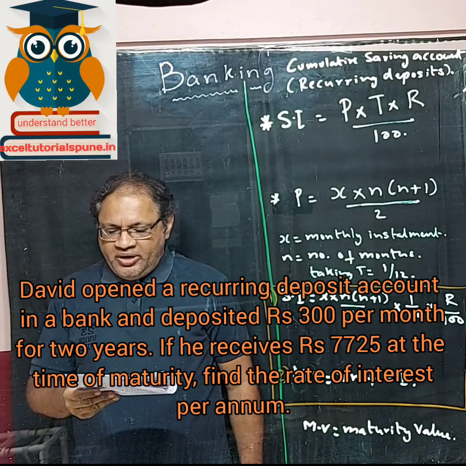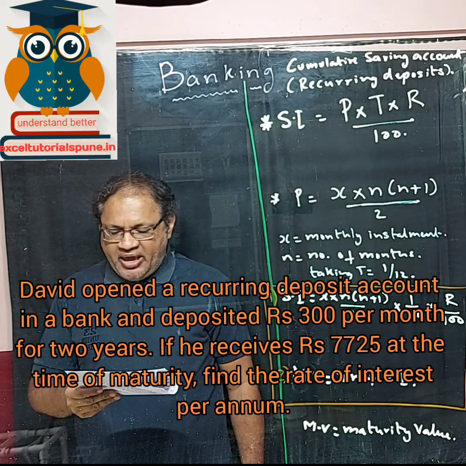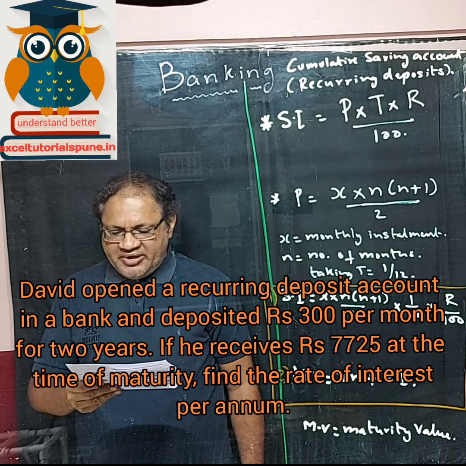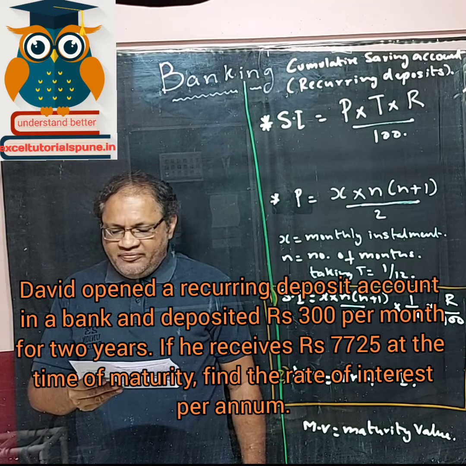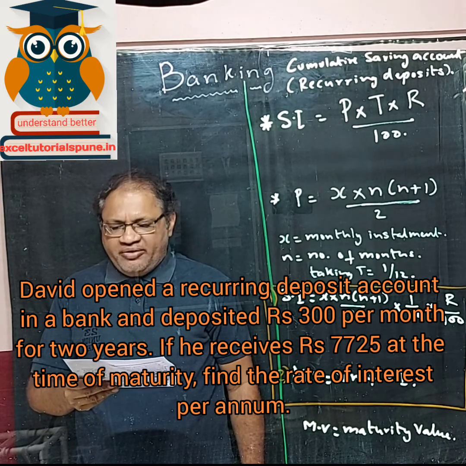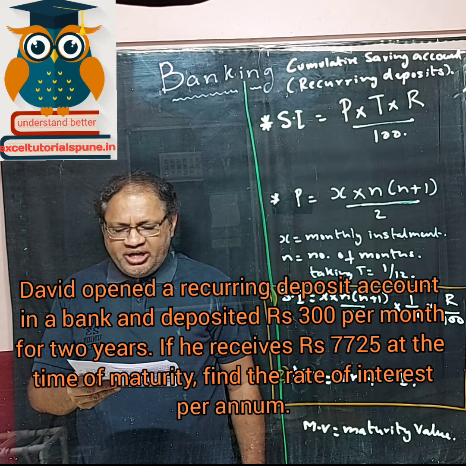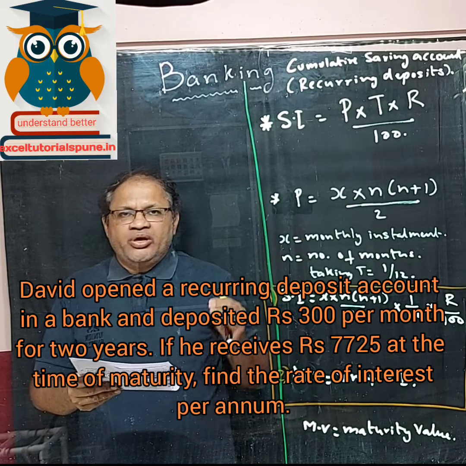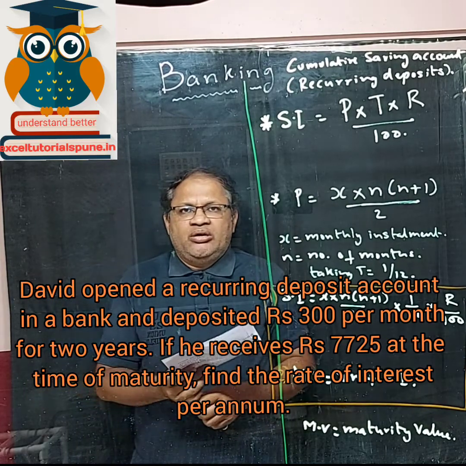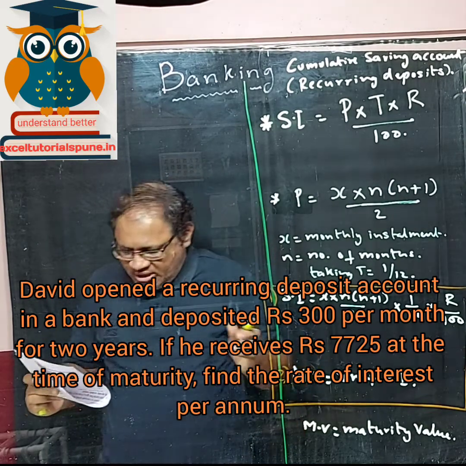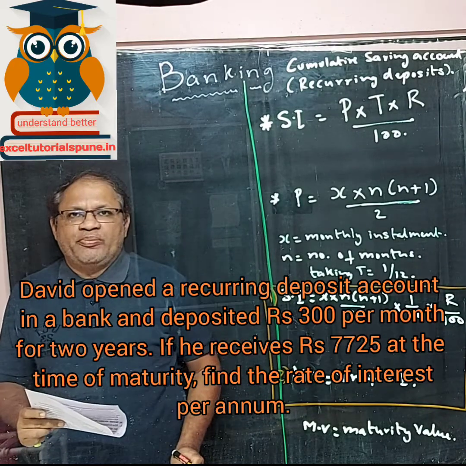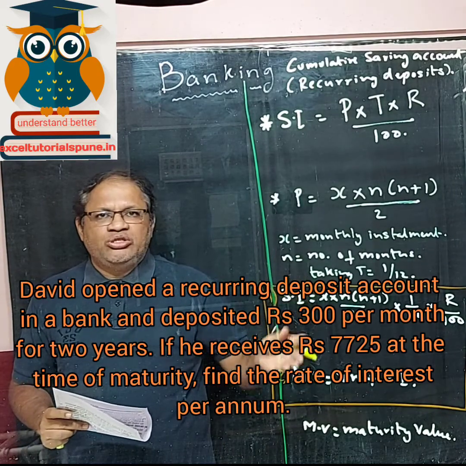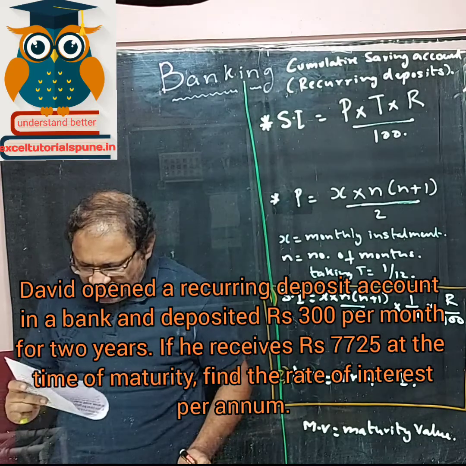David opened a recurring deposit account in a bank and deposited rupees 300 per month for 2 years. If he receives 7725 at the time of maturity, find the rate of interest per annum. So over here quickly we write down all the values which they have given, and then we are going to make use of these two formulas. You are going to study how these two formulas are used.